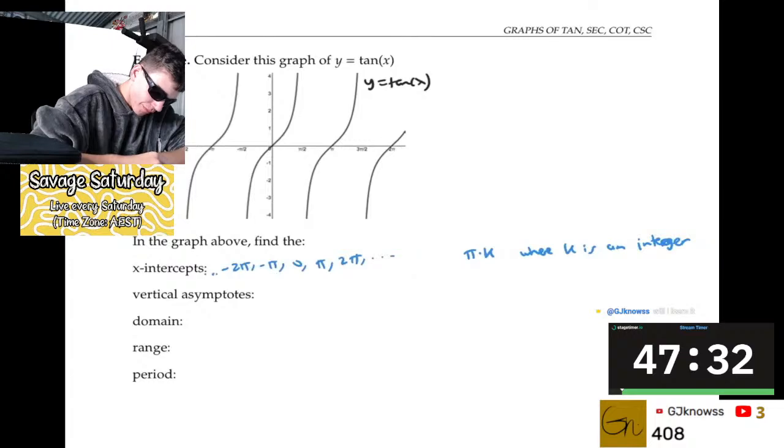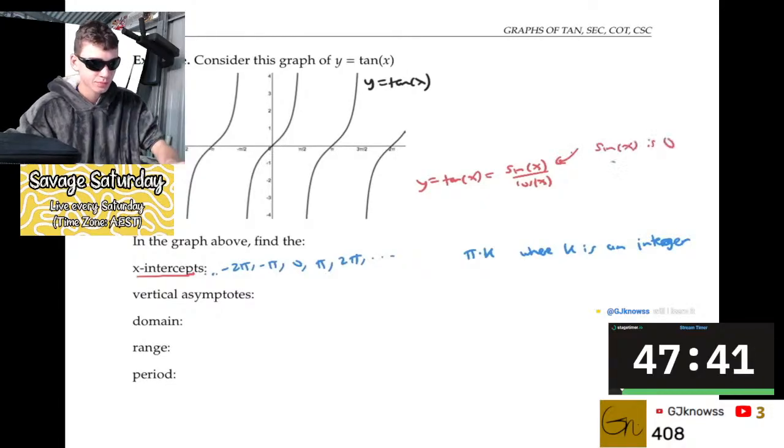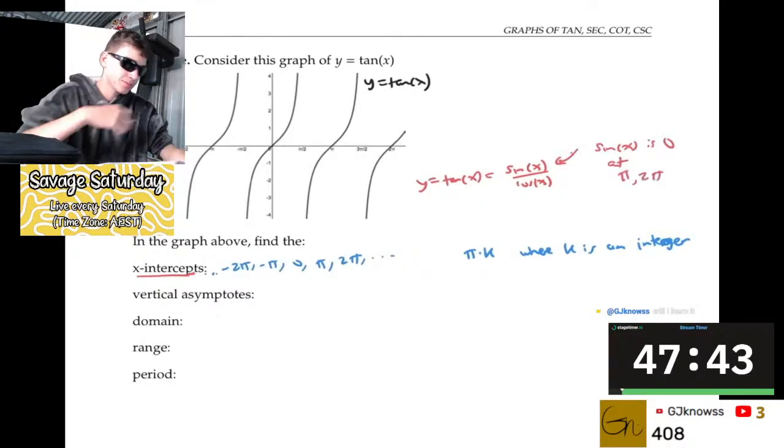This makes a lot of sense because tangent of x is sine of x over cosine of x. And so you're going to get x-intercepts. That's where y is 0, which is where the numerator is 0. And sine x is 0 at values of the form pi, 2 pi, and so on.